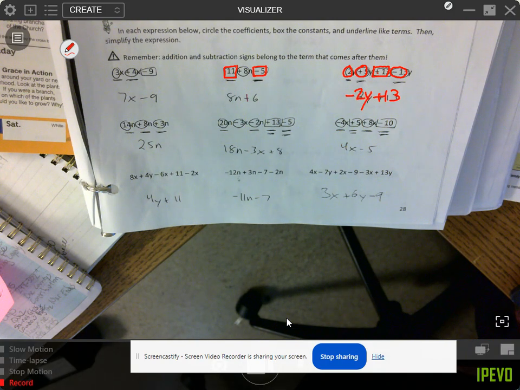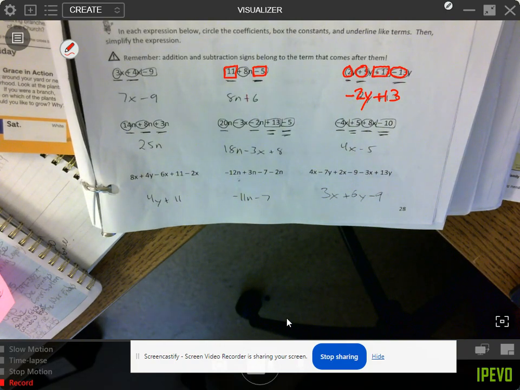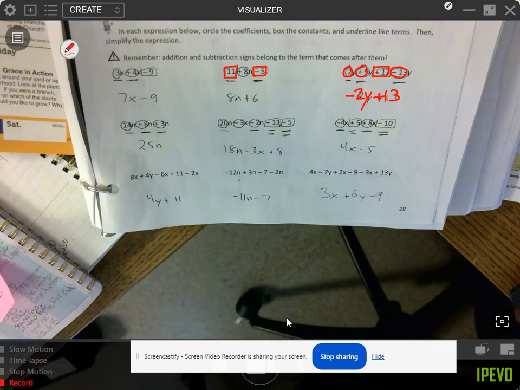Give me a show of thumbs. How many of us got negative 2y plus 13? Thumbs down if you did not. Oh. No, we didn't do this one together, I don't think. If we did, we should all have a thumb up. We did the first one. We did this one together, so we should all have a thumbs up for this one.